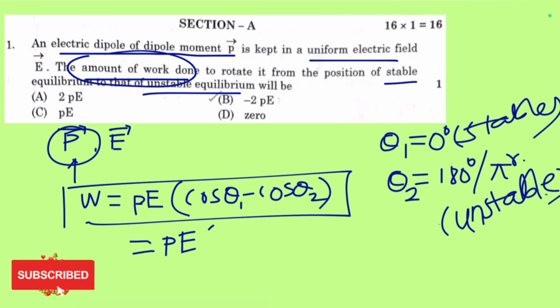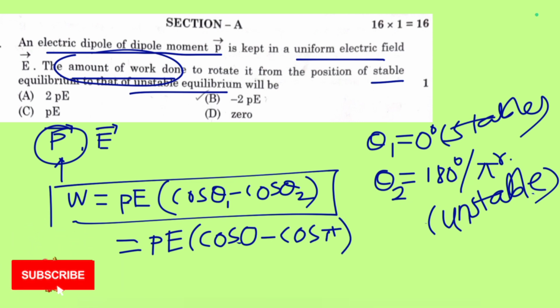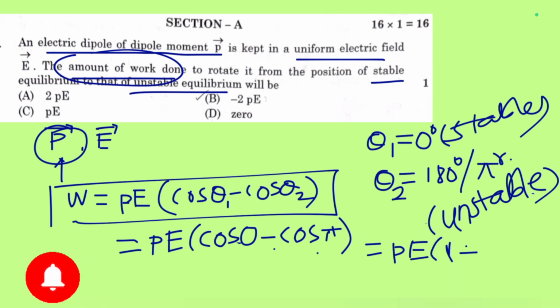Okay, so I will put the values here. Cos theta 1 is 0 here, minus cos pi. What is pi? 180 degree. I know that cos 0 is 1. And what is cos pi? Cos pi is minus 1, and it is already minus 1, so it will become plus.